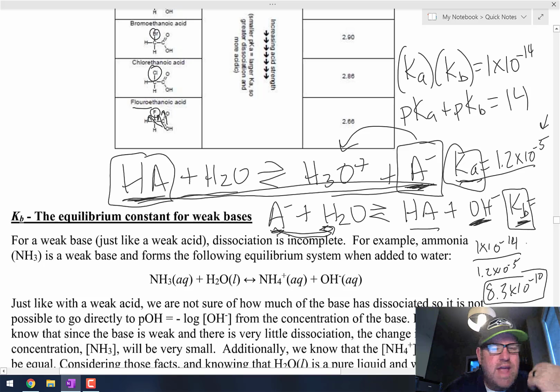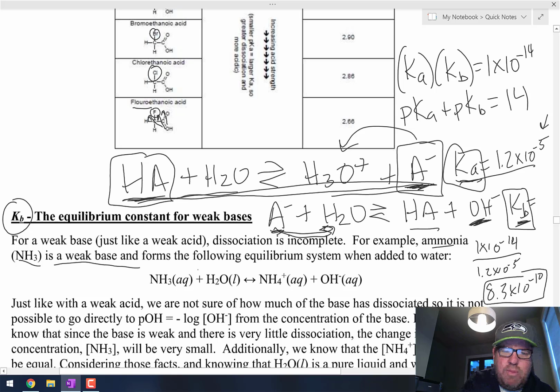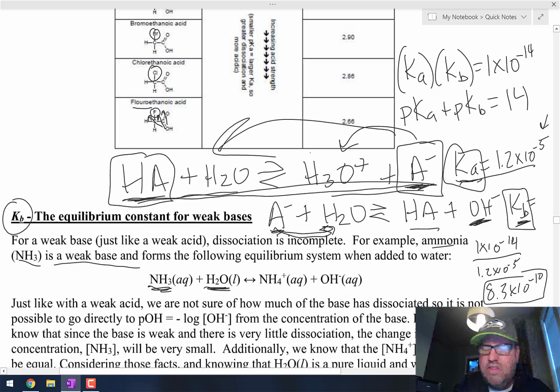So a weak base acts just like the Kb expression. Obviously the B stands for base. It's when any weak base, which again, they don't expect you to know what all the weak acids and weak bases are. They would tell you, they would say ammonia, NH3, is a weak base. And notice when something acts as a weak base, it reacts with water. Again, it's not the reverse of this reaction. It's not the conjugate base of the weak acid reacting with the acid. That's not what a base does.